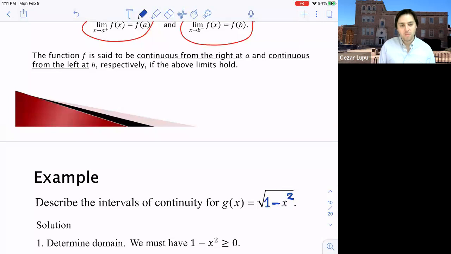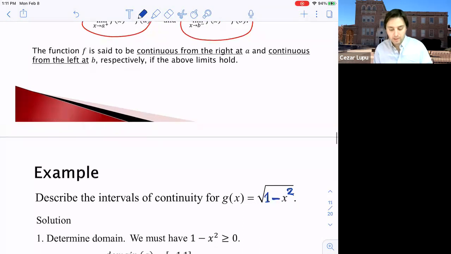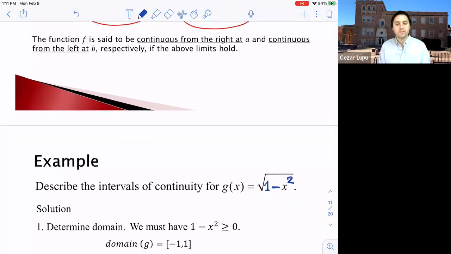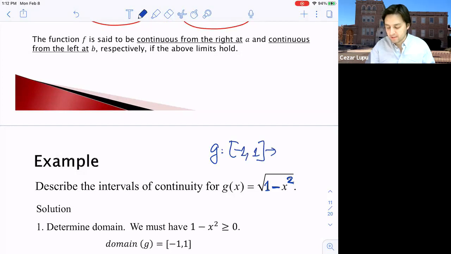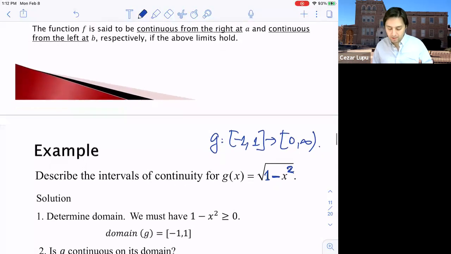So like I said, determine the domain. Since we deal with the square root, we need to make sure that the quantity inside the square root is always non-negative, right? So in our case, we must have 1 minus x squared greater than or equal to 0. And this will imply that the domain is nothing else than [-1, 1]. So the function g is defined there, and its range will be not all of R, but [0, infinity), something like this. So that will be the domain.